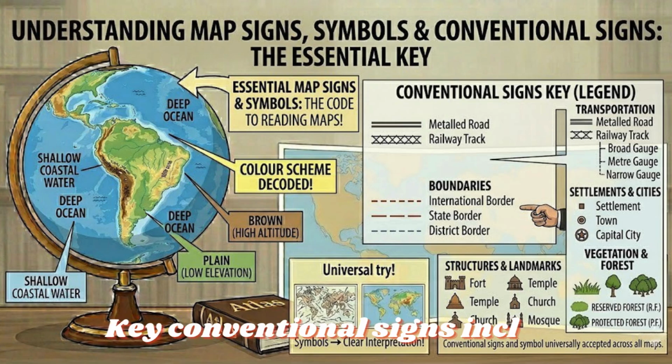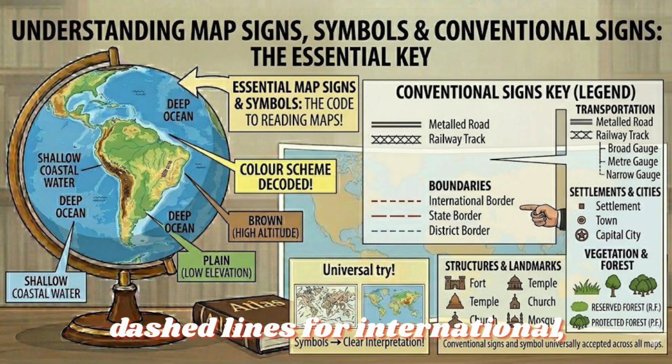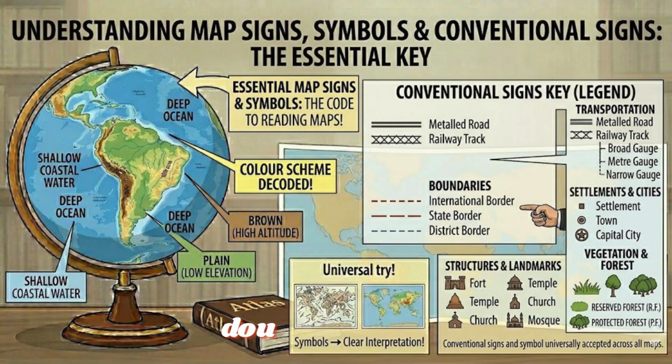Key conventional signs include dashed lines for international, state, and district boundaries, double lines for metalled roads, crosshatch lines for railway tracks, broad, meter, and narrow gauge, small squares for settlements, circles for towns, and specific icons for structures like forts, temples, churches, and mosques. For vegetation, grass patches, tree icons, and the letters RF, reserved forest, and PF, protected forest, are used.